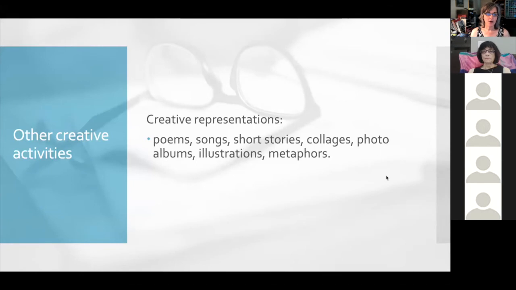And then other creative activities. When I taught pre-service teachers in a service learning educational psychology course, one of the things we were talking about was cultures and the cultures that they identified with. So I asked them to represent in any way they wanted the cultures that they identified with or that were most important to them. A few of them gave me written journals, but we got poems and collages and illustrations.